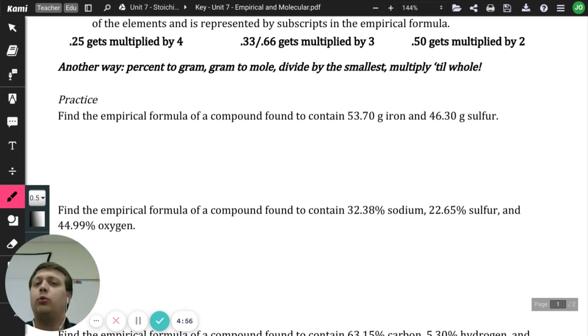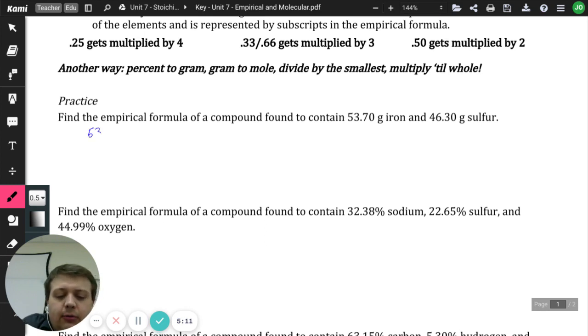Well, yeah, we have, right? We're in grams already. So first step is already out of the way, so we can move on to the next step. So percent to grams is done. The next step is grams to moles. So grams to moles, how do we convert from grams to moles? We're going to use our molar mass.